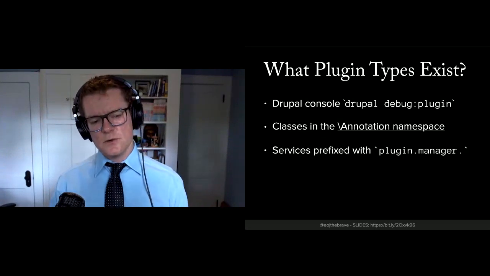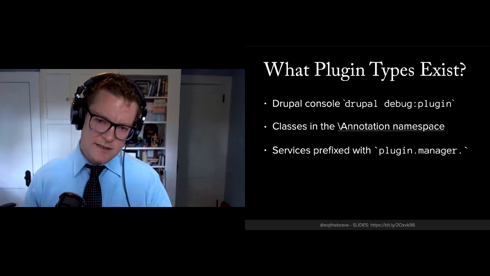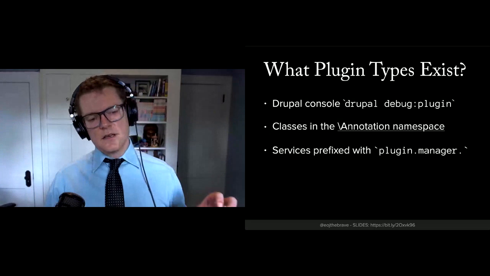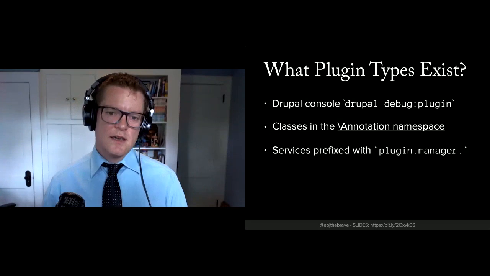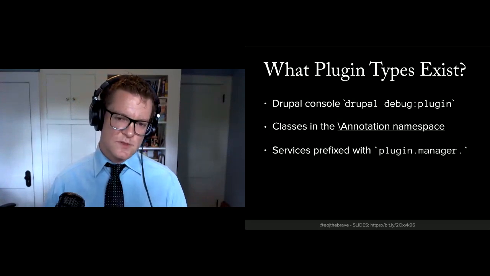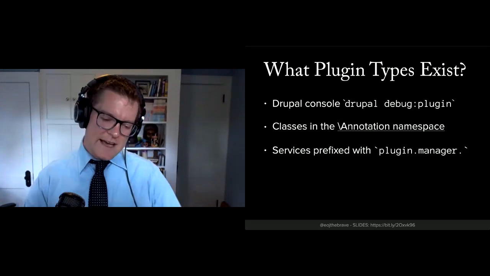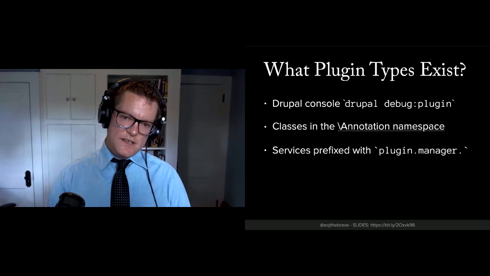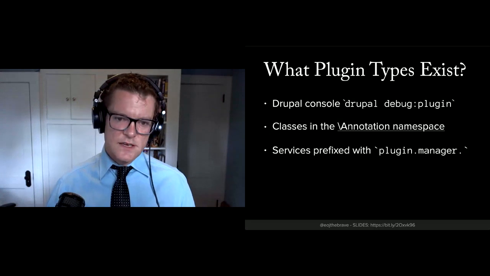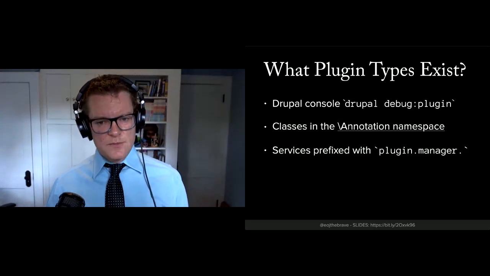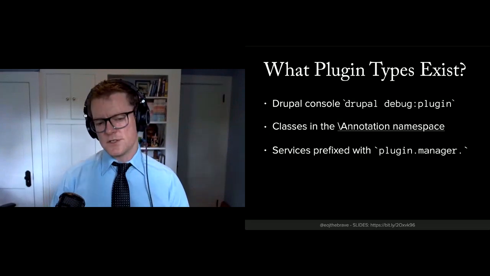Another thing that you can do is search for any classes that are in the annotation namespace. This works because currently, at least, the plugin system is the only part of Drupal core that makes use of annotations. And so if you find all the classes in the annotation namespace, those will help point you in the direction of the various different plugin types. Those classes also serve as the documentation for what you should put into the annotation when you're implementing a plugin of that type. And then finally, since every plugin type is defined by a plugin manager service, you could just search for all of those services as well.